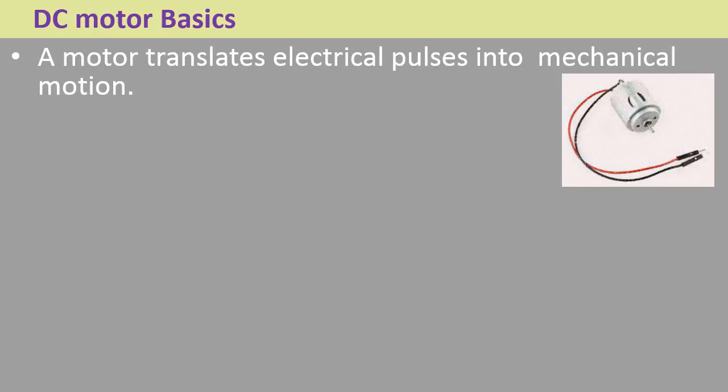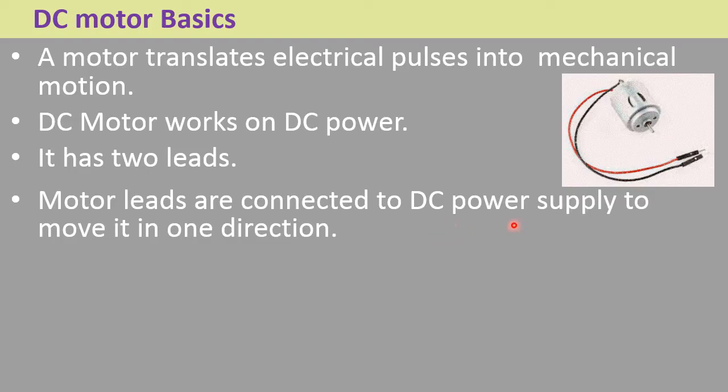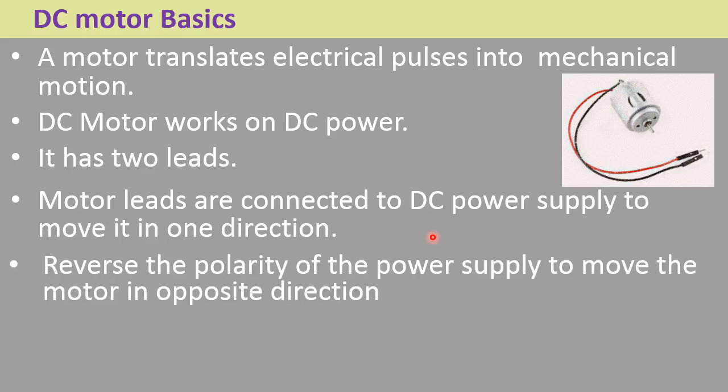A motor converts electrical pulses into mechanical motion. As name suggests, DC motor works on DC power. The DC motor has two leads. By connecting these leads to DC power supply, motor moves in one direction. Now what's to be done if I want to move the motor in opposite direction? Just reverse the polarity of power supply. The motor starts moving in opposite direction.